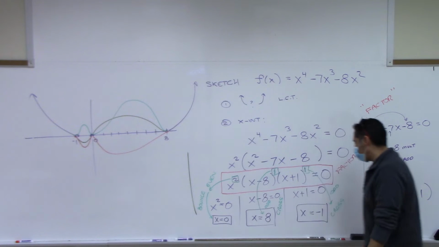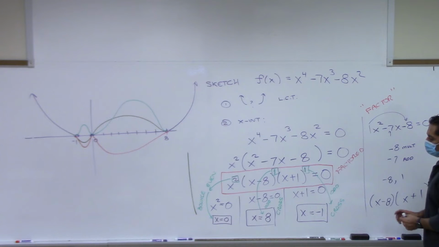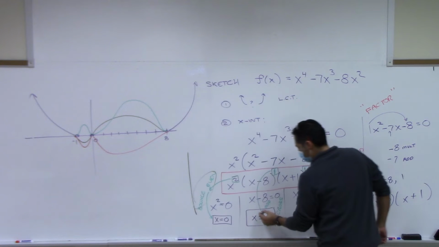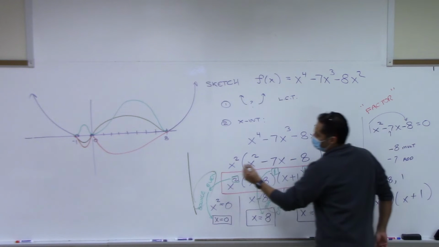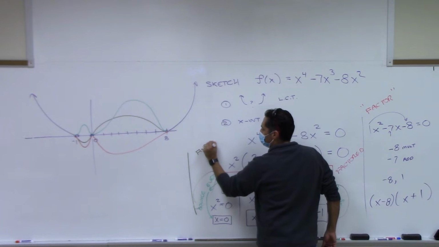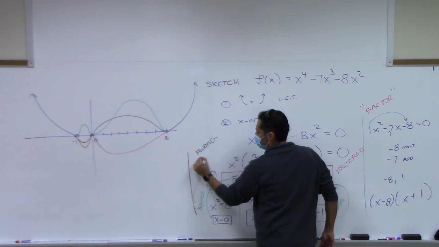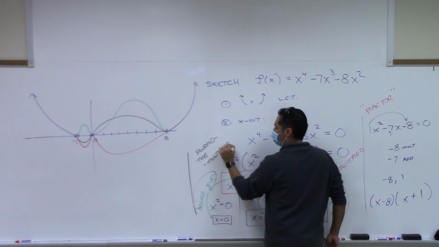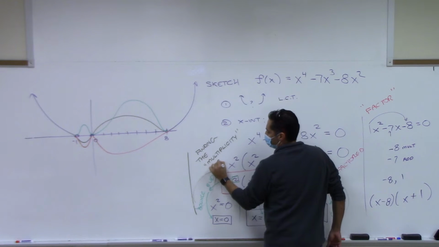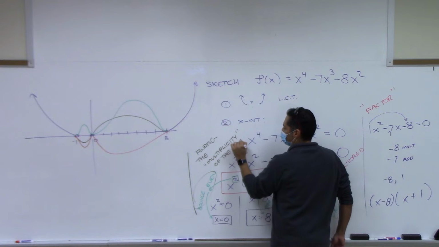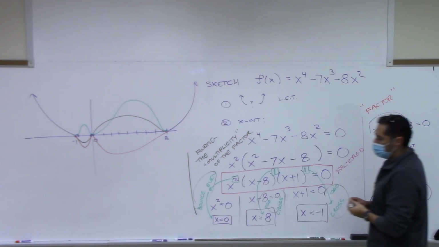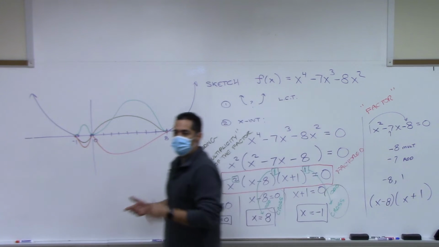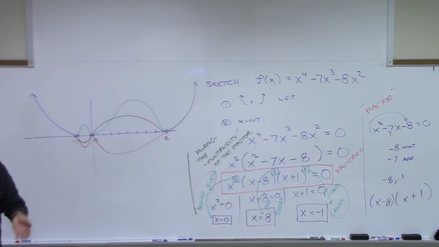And that power on that factor, what we're doing here with the odd and the even, that's called finding the multiplicity of the factor. Ooh, squeaky one. That's called finding the multiplicity of the factor. So if your multiplicity is even, you bounce. If it's odd, you cross.